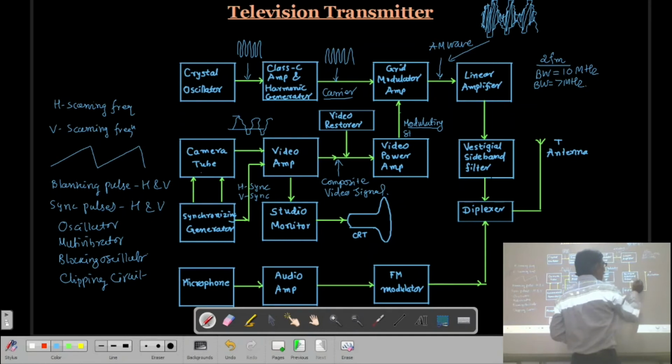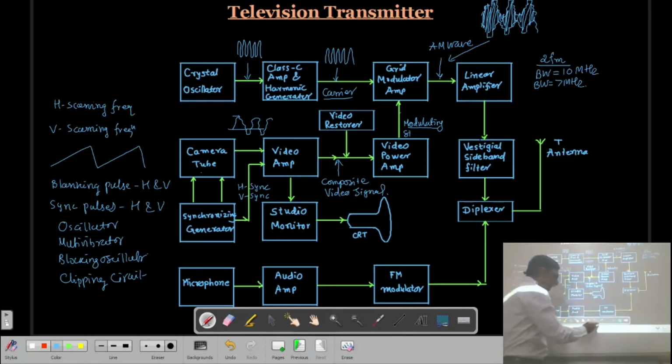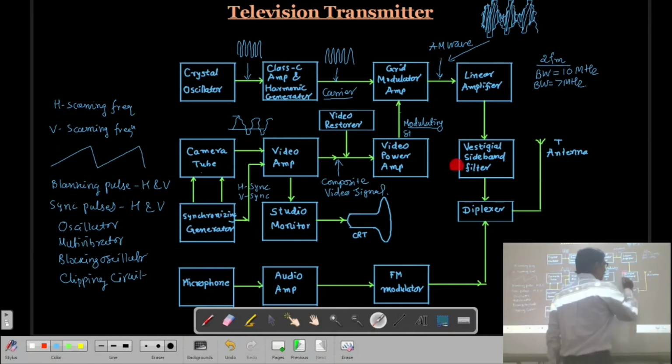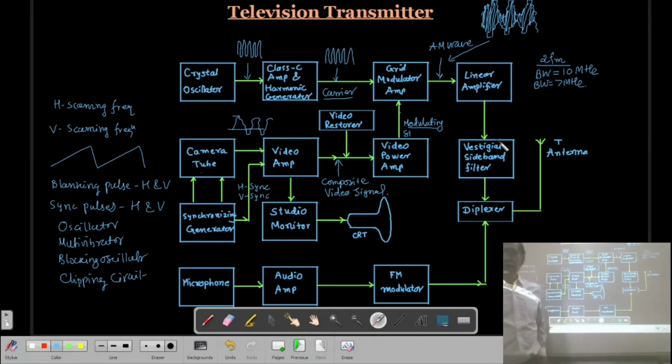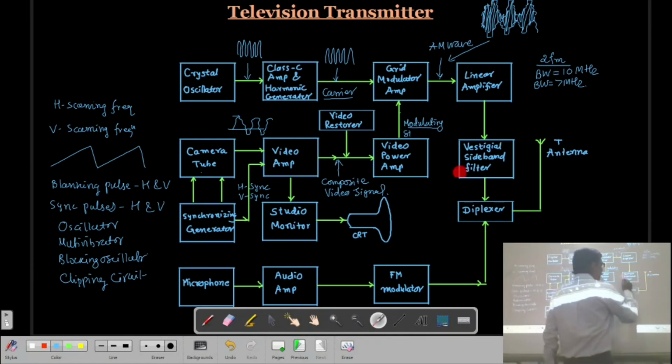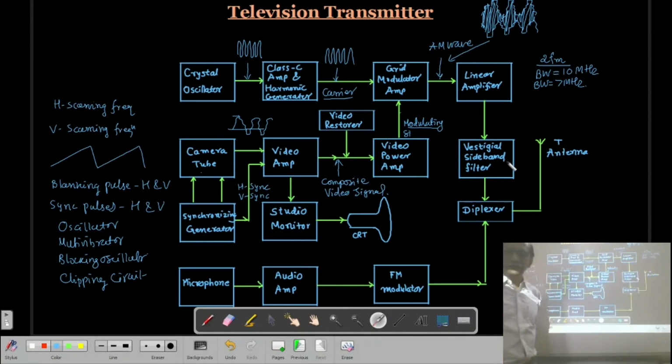So here we have a vestigial sideband filter. The vestigial sideband filter will filter out some portion of the lower sideband. It will cut out some portion of the lower sideband and it will allow the upper sideband complete, because we know that the information is on the upper sideband as well as the lower sideband, and that's why to reduce this bandwidth we have to use a vestigial sideband filter.